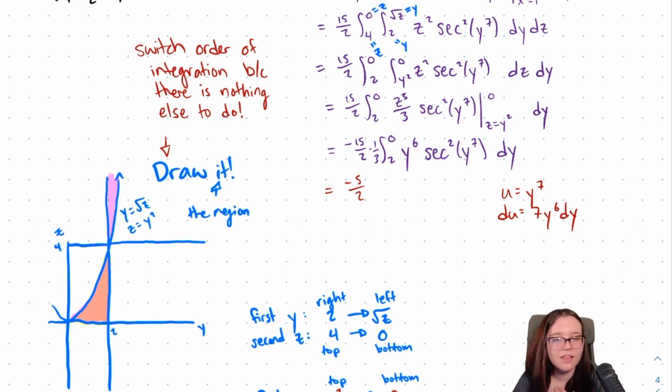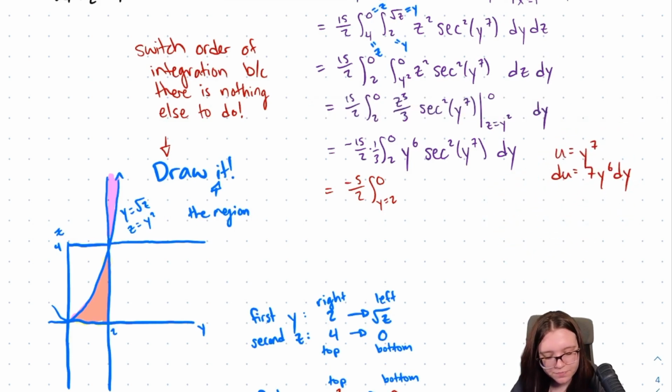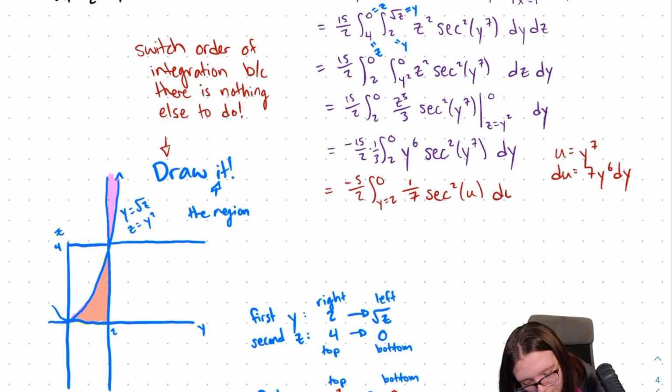Keep things simplified. The integral from, now this isn't u equals 2 to 0, it's y equals 2 to 0. You can change your limits if you like. I prefer to leave them in terms of y and substitute back at the end. Doesn't matter. Both are acceptable. Move this over a little bit. And now we've got y to the 6th. We'll cancel with the 1 from du, and we're left with just a 1 over 7. Secant squared will stay the same, except now inside of it is just a u. And dy became du.